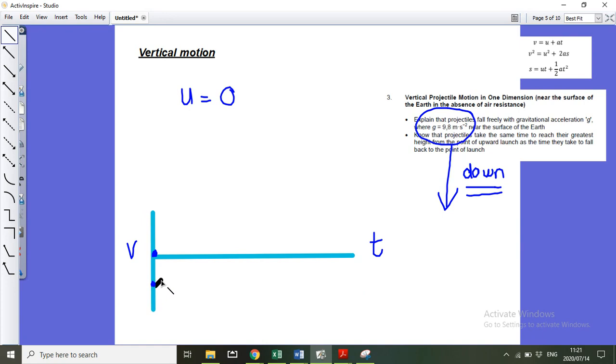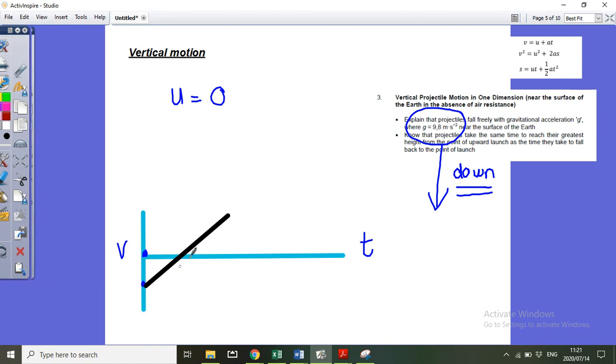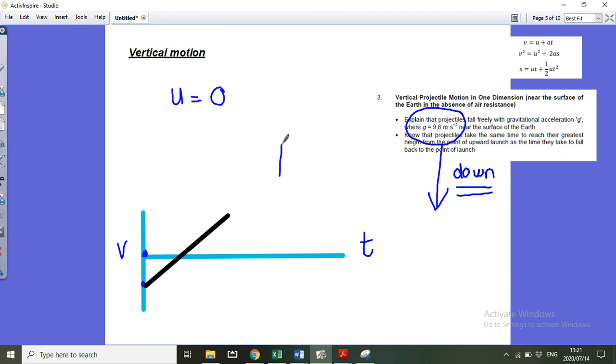Now, if you're throwing an object upwards, it's going to slow down, slow down, slow down. And this point is important, because when it crosses the axis, it means your velocity here is 0. So that's your slowest velocity. But that means it's turning around at the top of the motion and then it's speeding up again, but now in the opposite direction. So if I was going to draw this, this is the velocity that it starts with. It slows down, stops, speeds up, speeds up, speeds up.